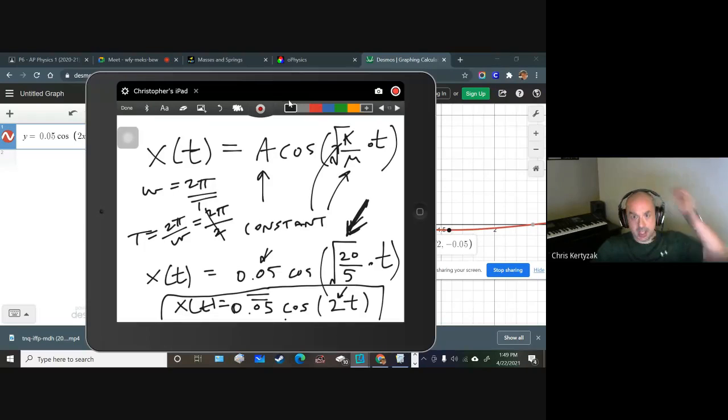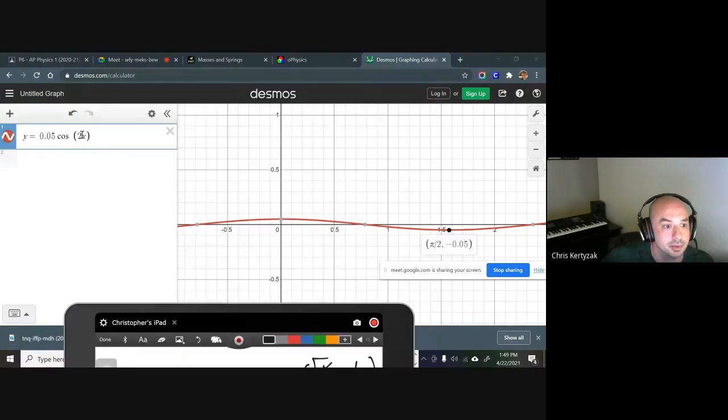And if I were to change that, let's go back to Desmos. If I were to put the number, let's say 10 instead of 2, what will happen to the shape of this? Will it change the amplitude? Will it change how high and low it goes? If I change this number 2? Well, no, because that high number and low number is only affected by this coefficient, 0.05, right? So it has to be 0.05 and negative 0.05.